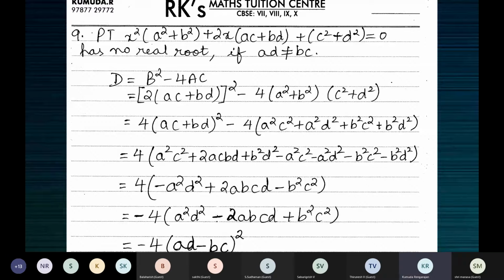Ma'am, it is given that AD is not equal to BC. The value of AD is not the same as the value of BC.